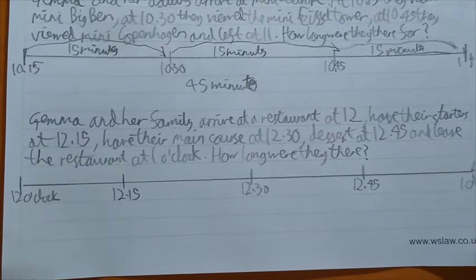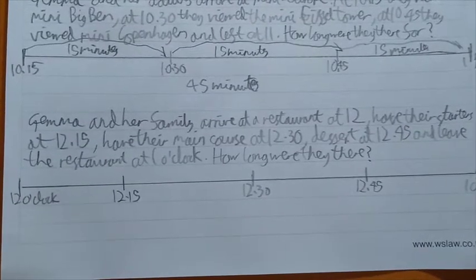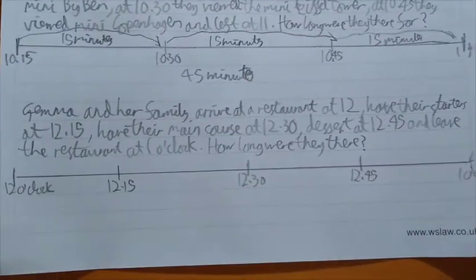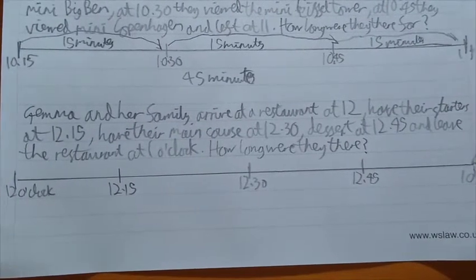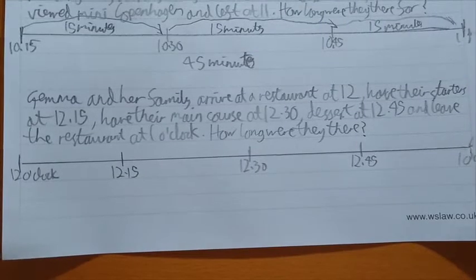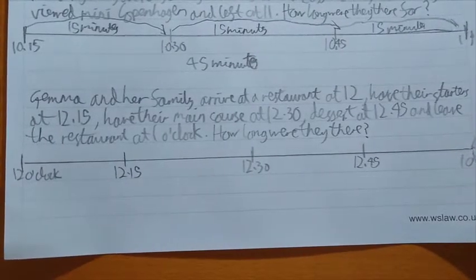The main course, which is the main dinner, they had at 12:30. At 12:45, they have their dessert or pudding. And then at 1 o'clock, they leave the restaurant. Very fast service. I'd give this restaurant 5 stars on TripAdvisor myself. So Gemma and her family arrive at a restaurant at 12, have their starters at 12:15, have their main course at 12:30, dessert at 12:45, and leave the restaurant at 1 o'clock.